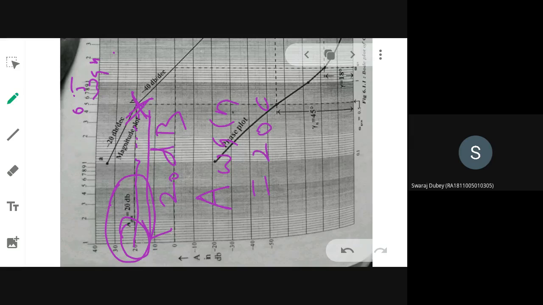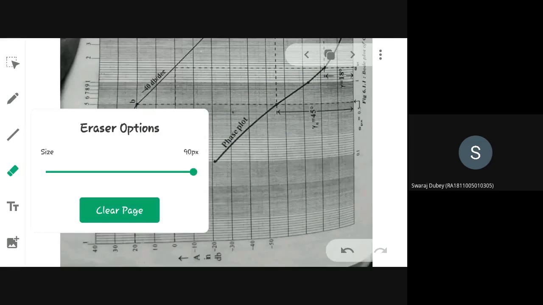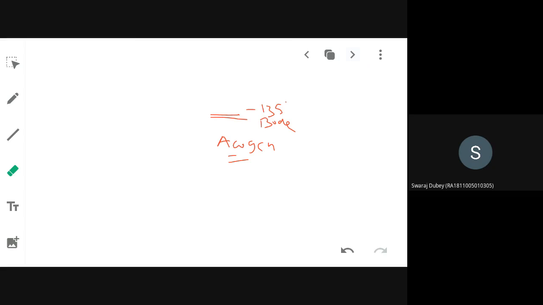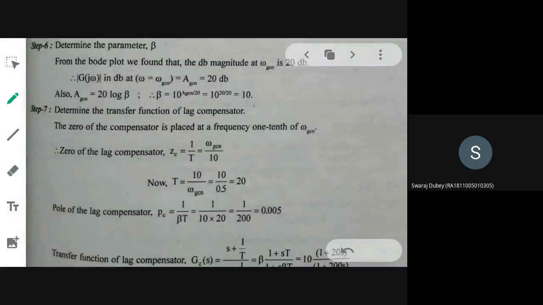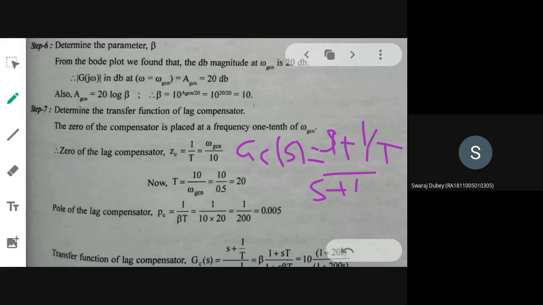That you have to equate to 20 log beta, and then you will find out the beta value. Let us check it out. Because what is the transfer function representation for lag? Gc of s is equal to (s plus 1 by T) divided by (s plus 1 by beta T).